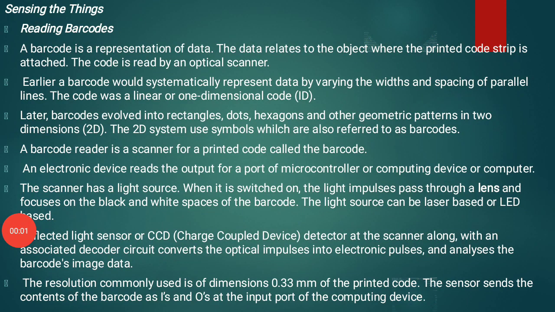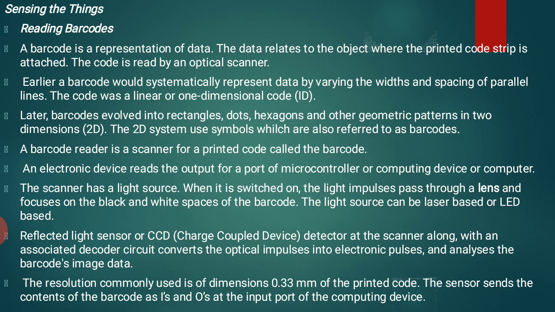Next, our topic is sensing the things. In sensing the things, we are first learning about reading barcodes. A barcode is a representation of data. The data relates to the object where the printed code strip is attached.